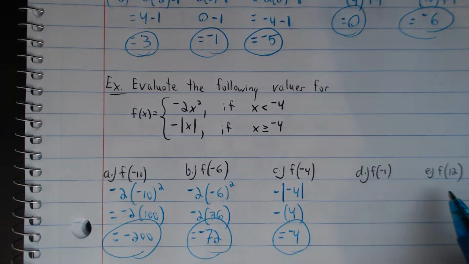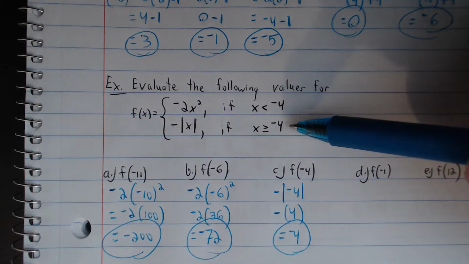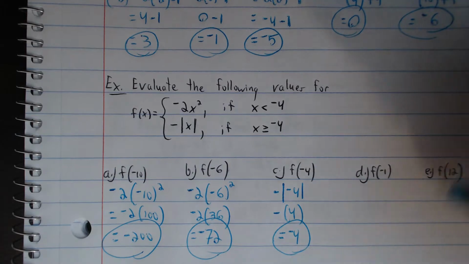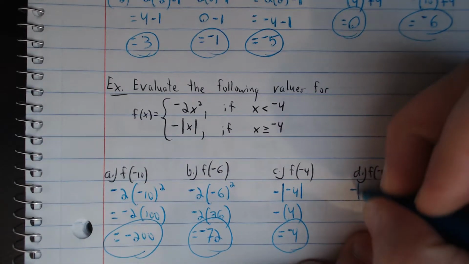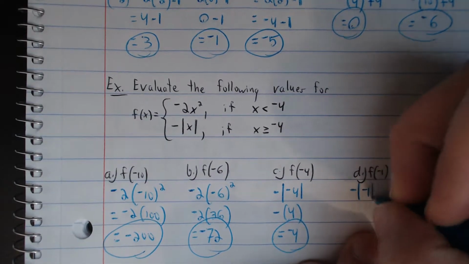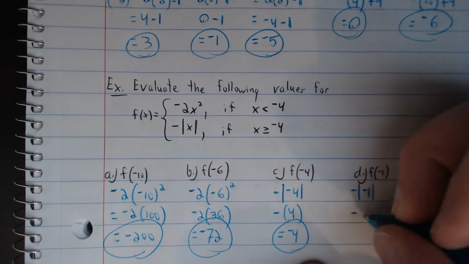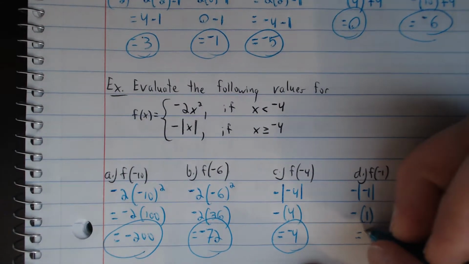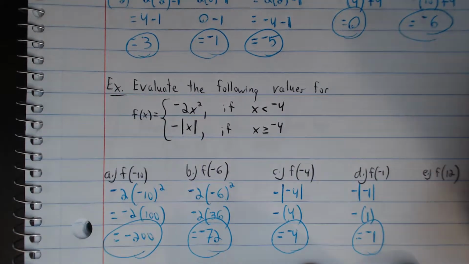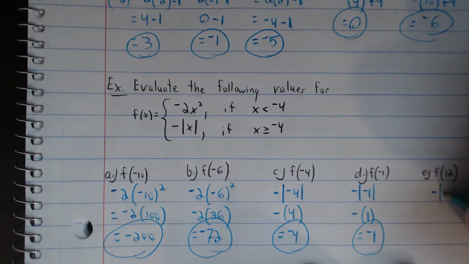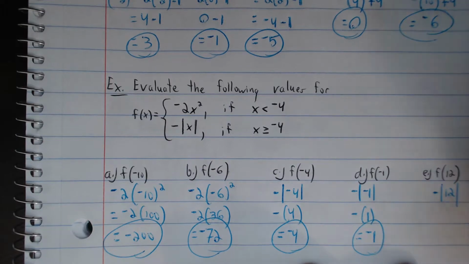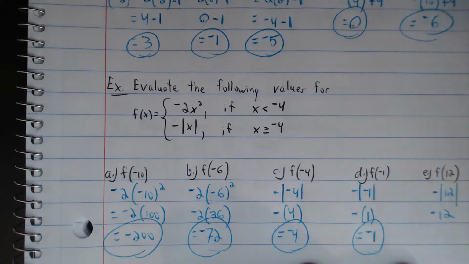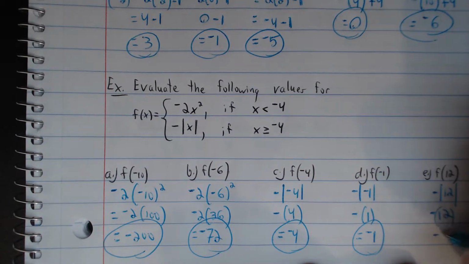These other two are going to fit into this same restriction. So we're going to continue using this function from here. The opposite of the absolute value of negative 1 would be the opposite of positive 1, which is negative 1. Here we have 12, so we want the opposite of the absolute value of 12. The opposite of 12 is negative 12.